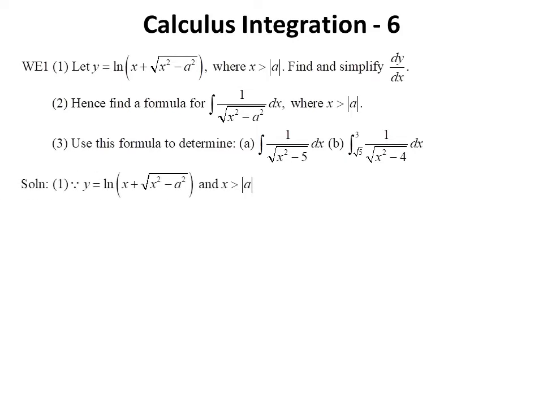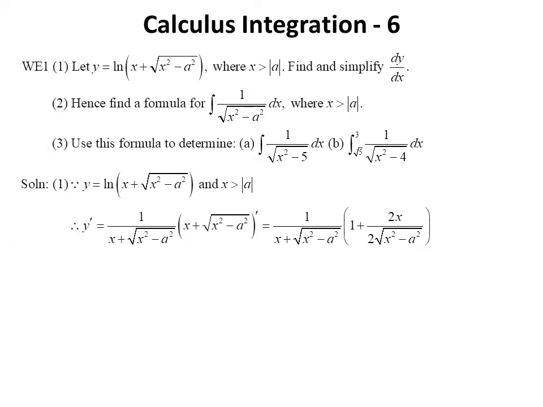Now, as for the first question, the differentiation of ln of x plus square root of x squared minus a squared equals 1 over the sum of x and the square root of x squared minus a squared times the differentiation of x plus the square root of x squared minus a squared, which equals 1 over the sum of x and the square root of x squared minus a squared times open bracket 1 plus x over the square root of x squared minus a squared close bracket, which can be further simplified to 1 over the square root of x squared minus a squared.